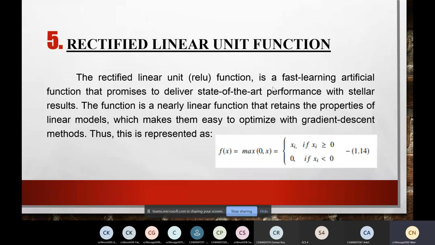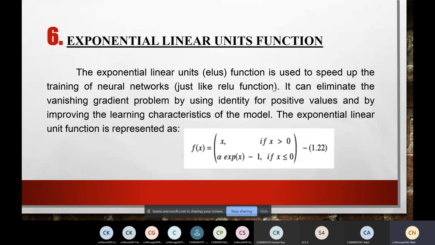And the fifth one, the rectified linear unit function. The rectified linear unit function is a fast-learning activation function that promises to deliver state-of-the-art performance with stellar results. This function is a nearly linear function that retains the properties of linear models, which makes them easy to optimize with gradient descent methods. Compared to other activation functions like sigmoid, this function offers much better performance and generalization in deep learning.